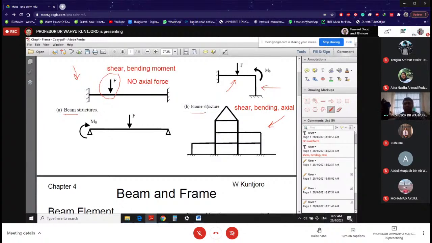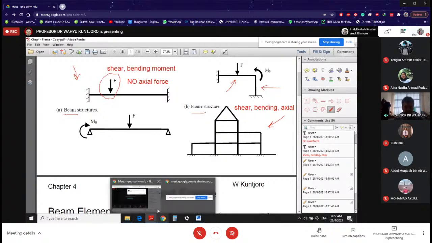All right. So now I'm going to focus now on frame. I'm going to focus now on frame. So let me check if somebody is trying to get in.